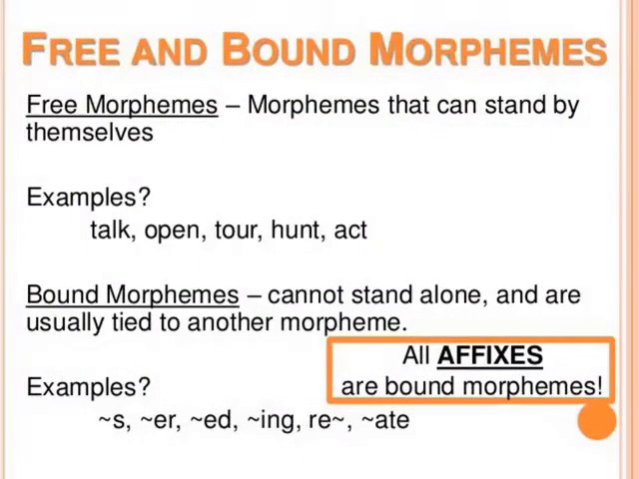Let's have a look at free and bound morphemes on one slide. I have already discussed that free morphemes can stand by themselves, like talk, open, tour, hunt, act, etc. And bound morphemes cannot stand alone and are usually tied to another morpheme, and they are all suffixes or prefixes in one word. They are called affixes. So all affixes are actually bound morphemes.